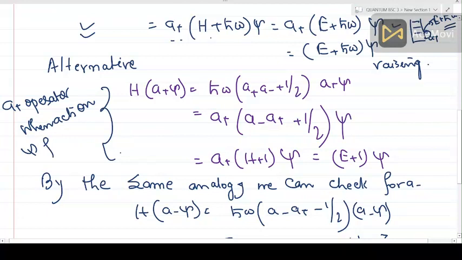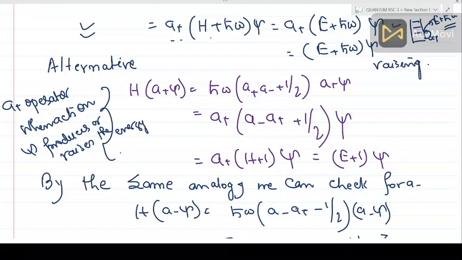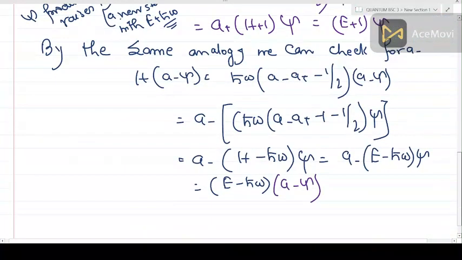So what we have seen is that the a plus operator, when it acts on psi, produces or raises the energy, or you can say produces a new state. I am writing in short, try to understand, concentrate on the language. A new state with energy E plus h bar omega. See, this h bar omega is always there. By the same analogy, we can also check for a minus: if we apply a minus, it will reduce the energy by h bar omega.